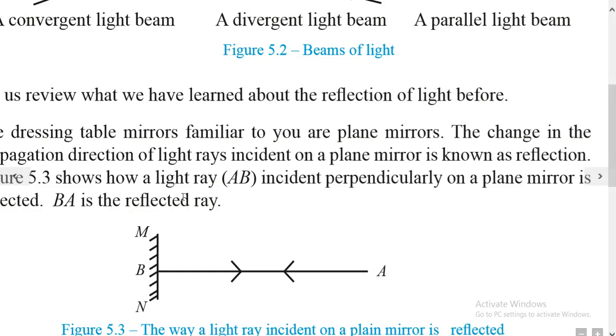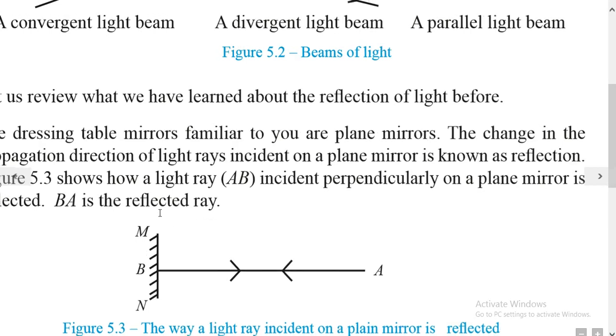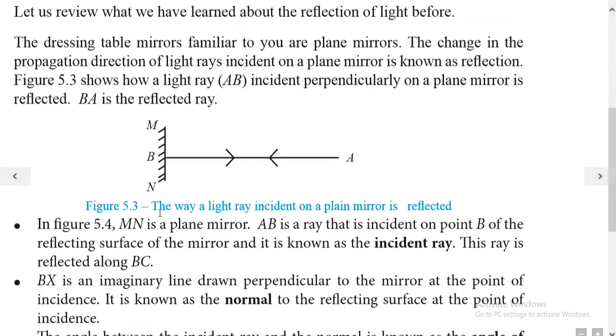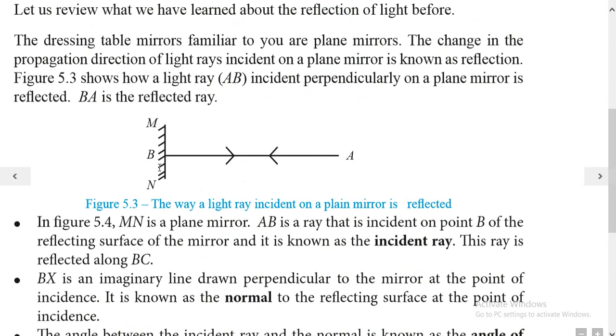Hi everybody. Now we continue our lesson on plane mirrors. The two types of mirrors we identify: the plane mirror, which means the reflecting part is on a plane surface.